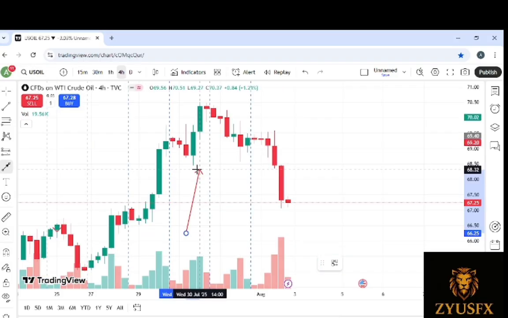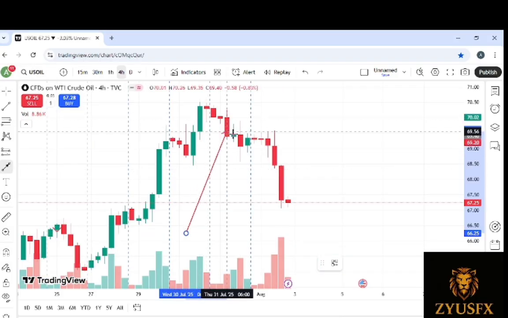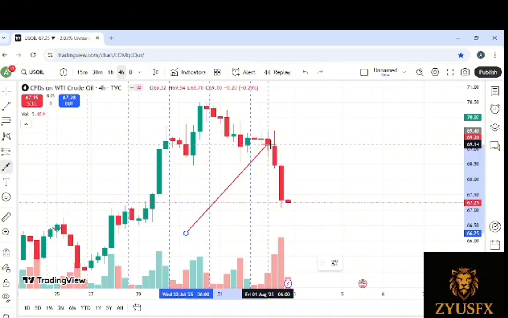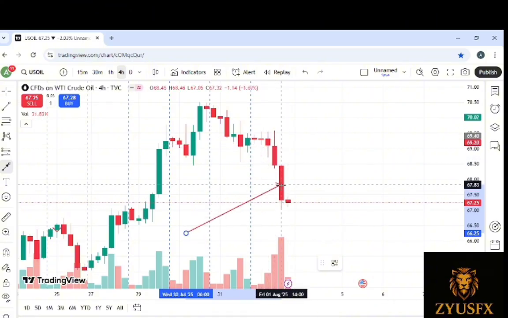The next analysis is on US oil. As you can see, the trend is down. The candles are red. Price is bearish. We're only looking for selling opportunity in the market.